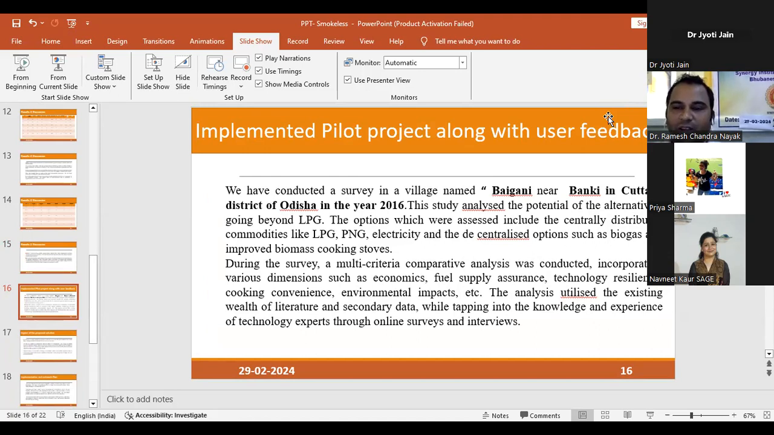Our chula has also been tested, as I have already discussed, in one of our villages, Baigani near Banki in Cuttack district, in the year 2016, and recently we have also conducted one survey at Maidarpada, Cuttack.